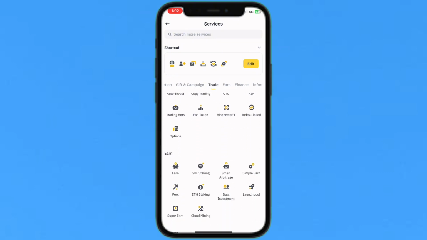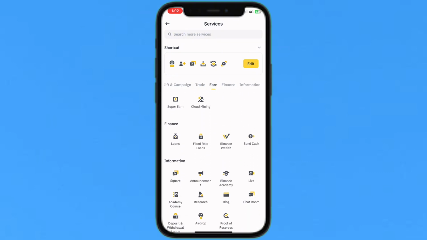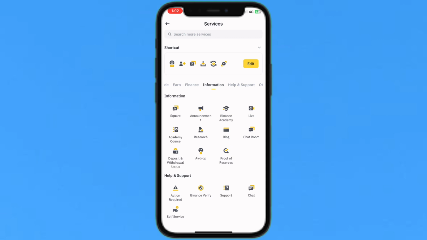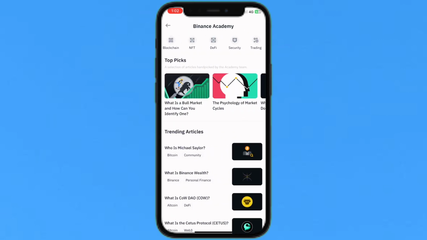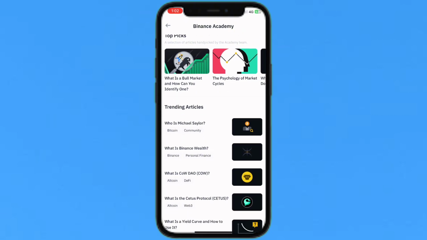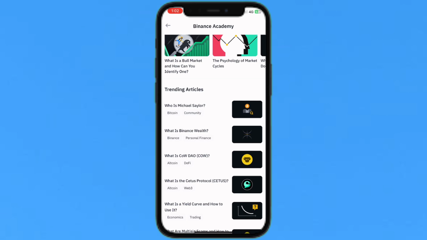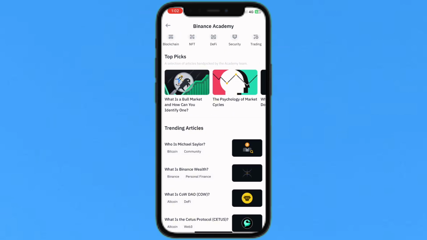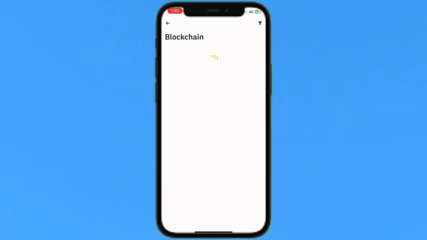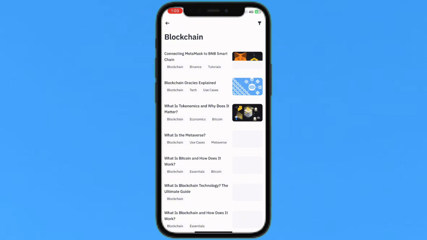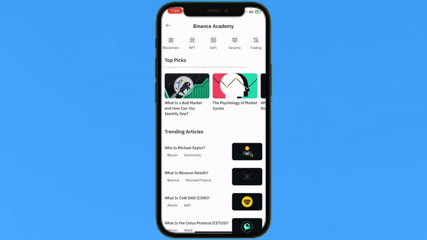In the information section you will find the Academy of Learning of Binance. Just tap on it, following the arrow. So here is the Binance Academy. Here are some trading articles for beginners to learn all the scenarios of trading stocks.